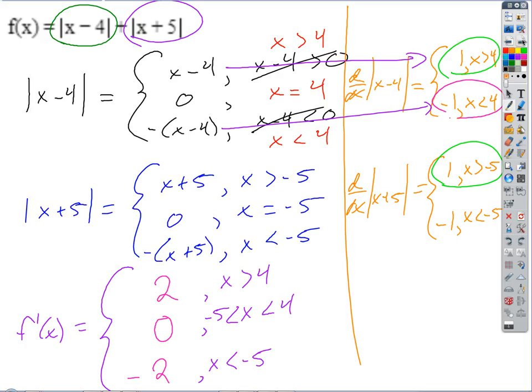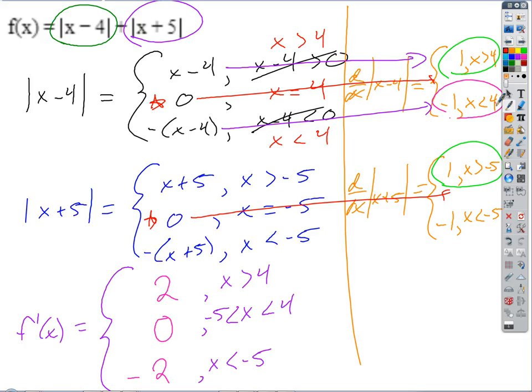Okay, so we got one at 4 and at negative 5, right? Those are the places where our derivative doesn't exist. Those are the places where we knew we had sharp corners and the derivative was undefined. Notice that the derivative skips that gap, skips from values less than 4 to values greater than 4, and from values less than negative 5 to values greater than negative 5. So that's how we identify those as critical numbers.